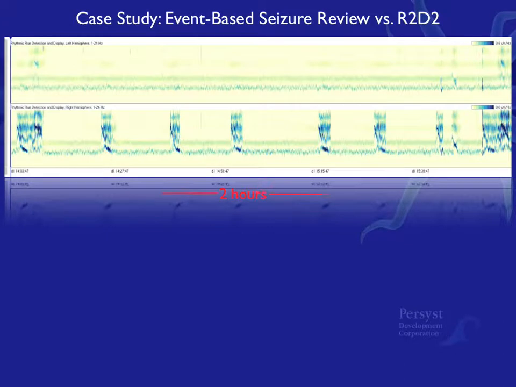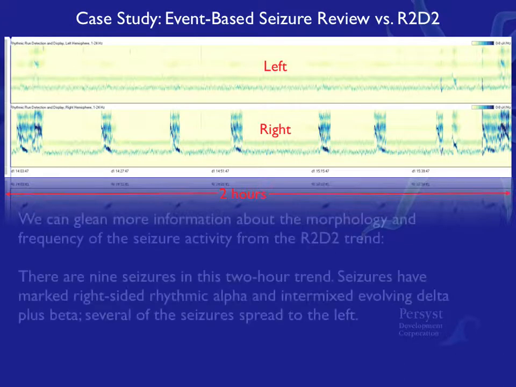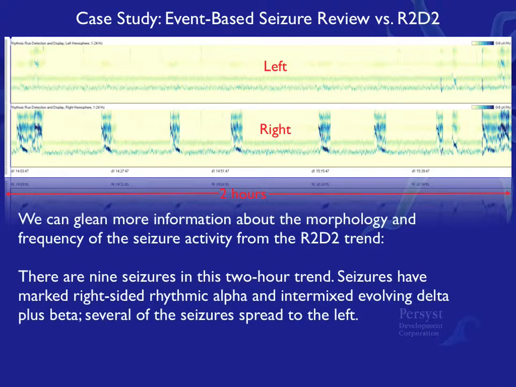We can glean more information about the morphology and frequency of the seizure activity from the R2-D2 trend. There are 9 seizures in this 2-hour trend display. Seizures have marked right-sided rhythmic alpha and intermixed evolving delta plus beta. Several seizures spread to the left.